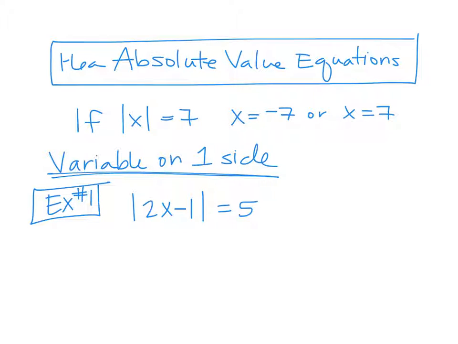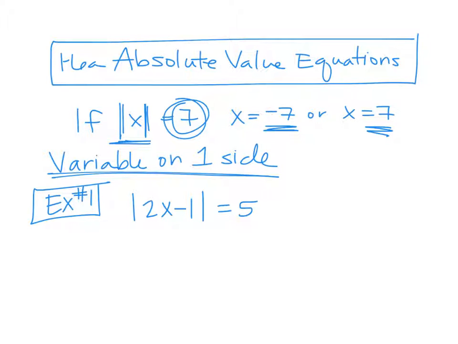Okay, so here's the deal. Your job in these problems is to isolate, get by itself, the absolute value. Once you do that, you're going to write two equations. One where it's equal to the positive and one where it's equal to the negative, because whatever comes inside of absolute value can either be the positive or negative of your answer, right?